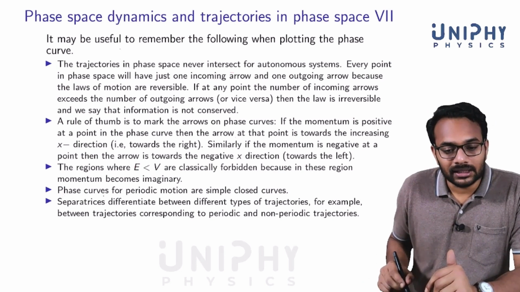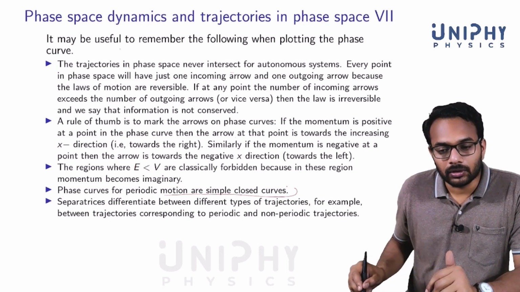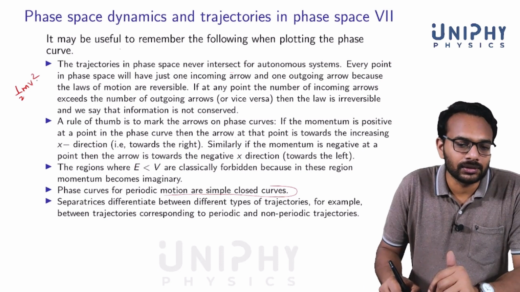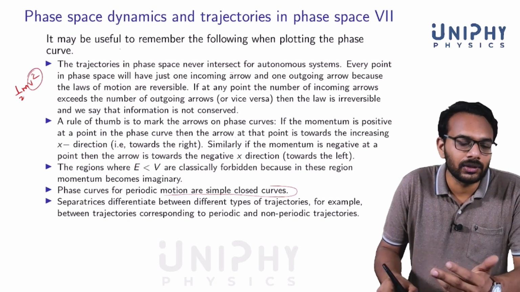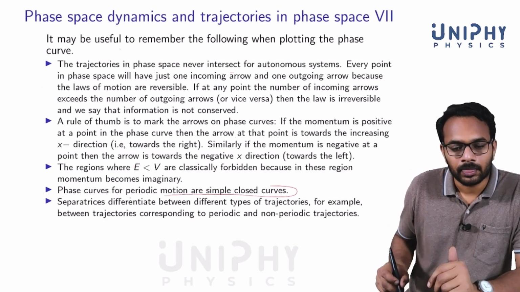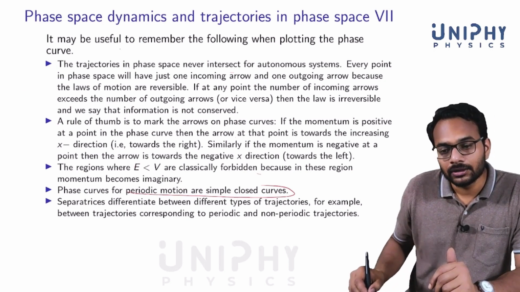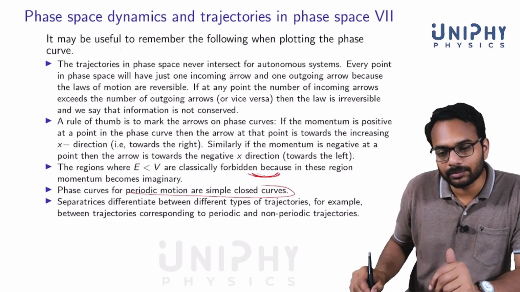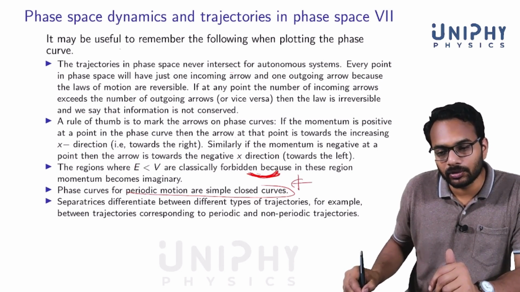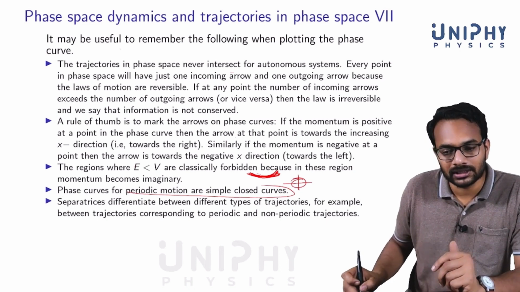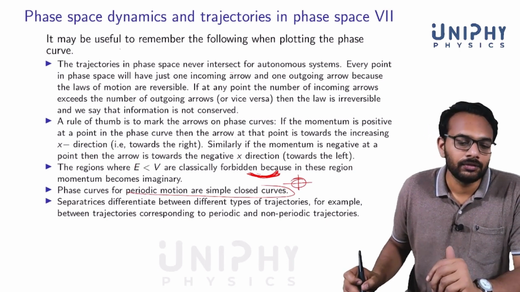Now phase curves for periodic motion are simple closed curves, because of the half mv square term. If this is negative, that means velocity is imaginary. That's what we mean. Phase curves for periodic motion are simple closed curves. Periodic motion in real space corresponds to open curves, it's not closed curves, but in phase space, periodic motion corresponds to closed curves.